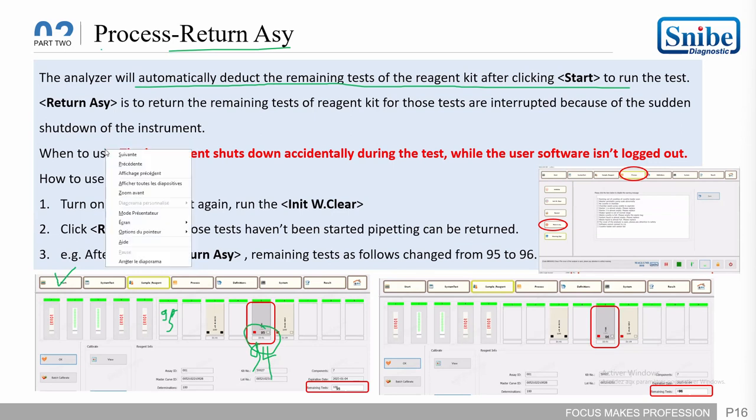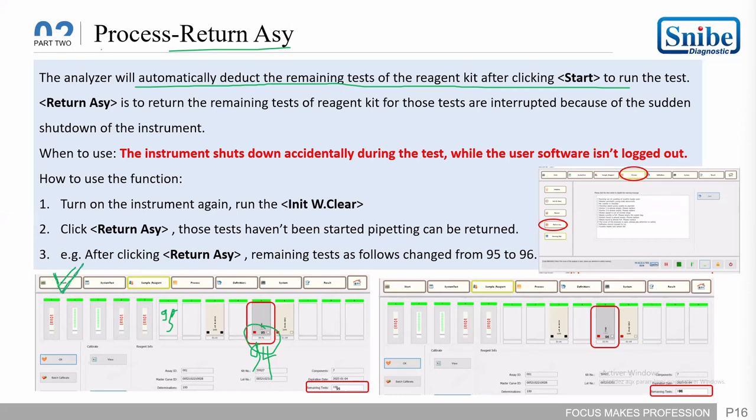I can restore the counting for the remaining tests for the reagent kit. So how to do that? Because these tests are not consumed. They are just removed from the total amount of tests after I click start. So when to use this: when the instrument shuts down accidentally during the test while the user software isn't logged out.